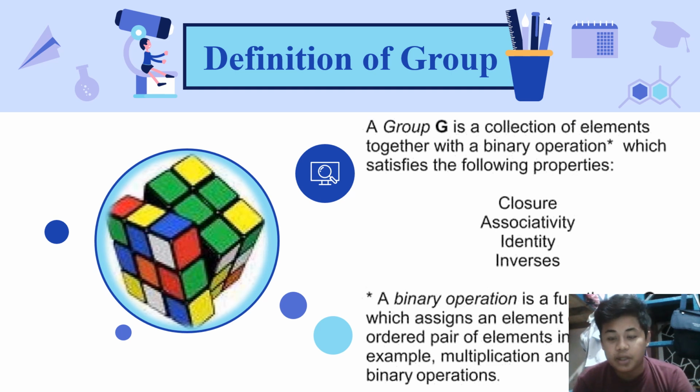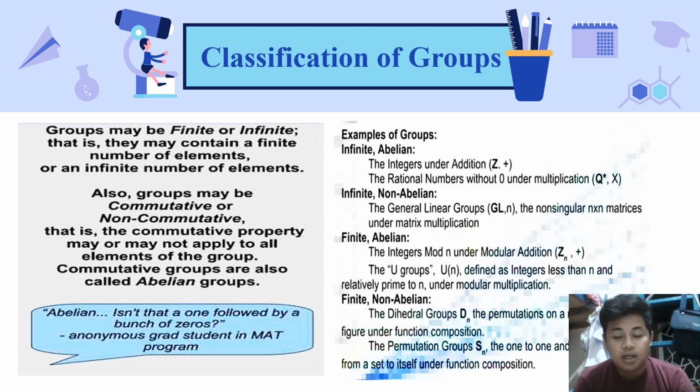A binary operation is a function on G which assigns an element of G to each ordered pair of elements in G. For example, multiplication and addition are binary operations. So we are familiar with groups. Let's proceed to classifications of groups.